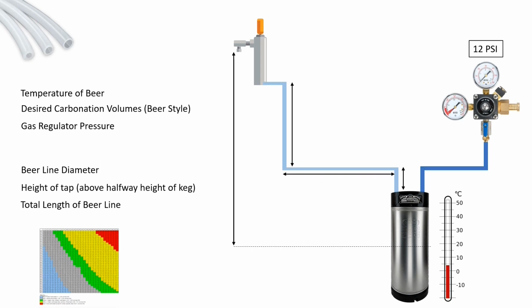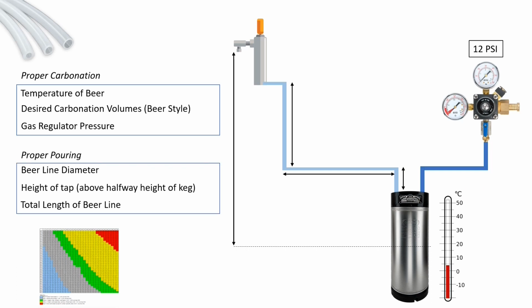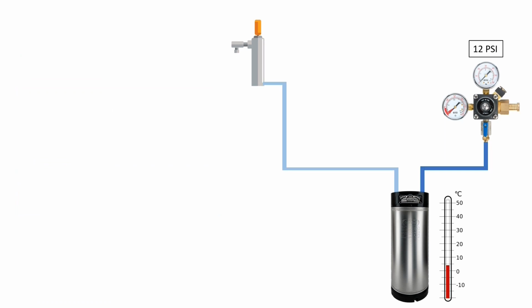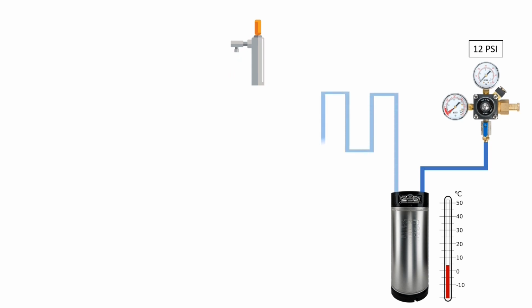We're going to break this into two topics, the first of which is proper carbonation, and the second is proper pouring. Let's have a look at how some of these variables will impact the balance in a keg system. Let's assume this system's balanced. We pour a beer and we get a perfect pour every time. Although, what would happen if we were to change, for instance, the length of our beer lines? Let's run a longer beer line to our font and see what impact this has on our pour.